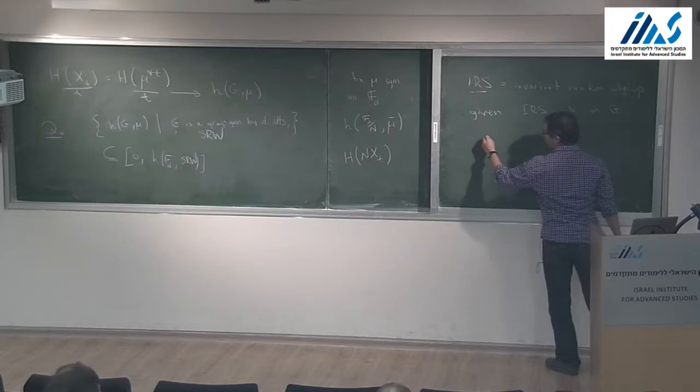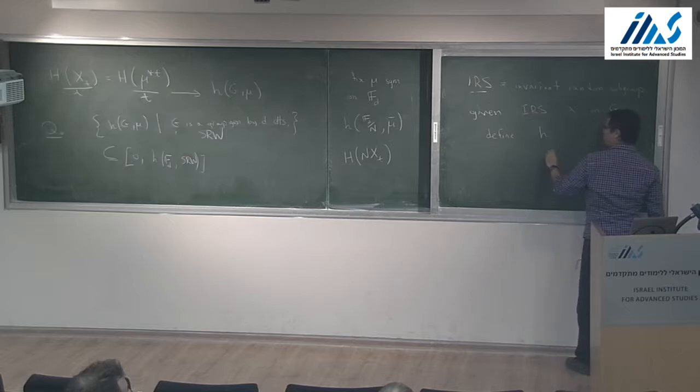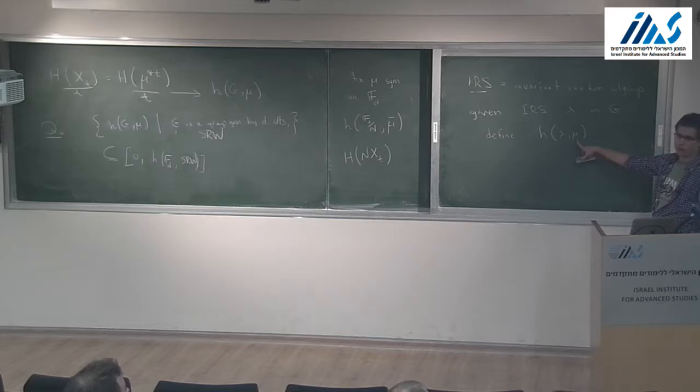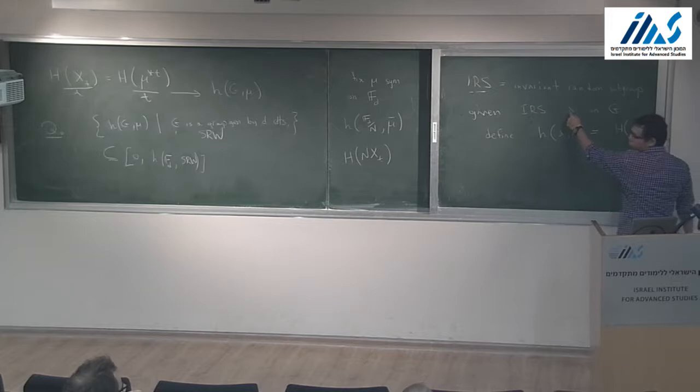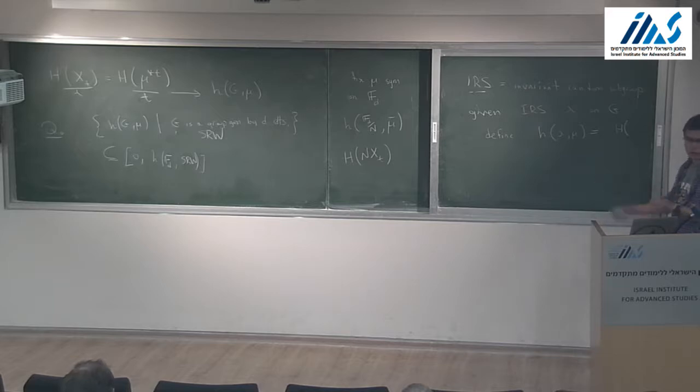Then you can define H of lambda with respect to mu. So mu is again a measure of a random walk on G, on the original group. And you can define this just to be, well, I'm going to look at the entropy of the cosets of this random subgroup that I choose according to the distribution lambda.